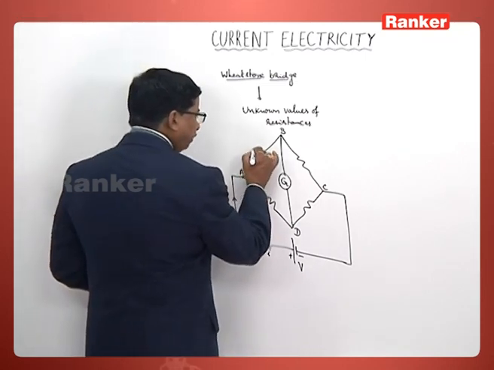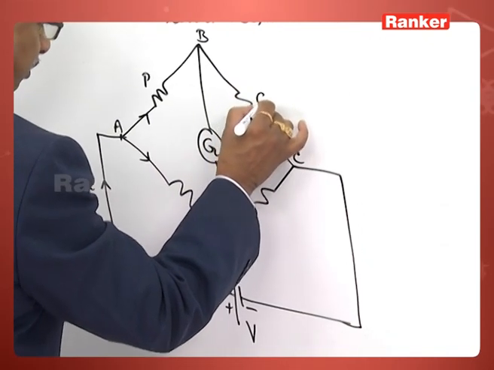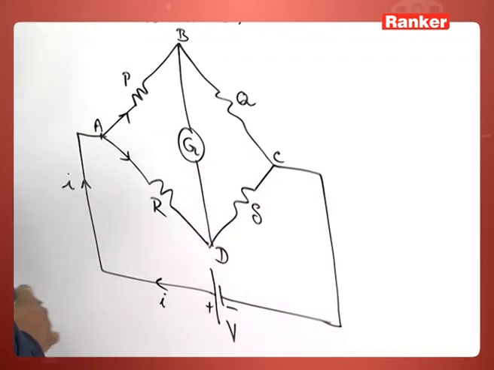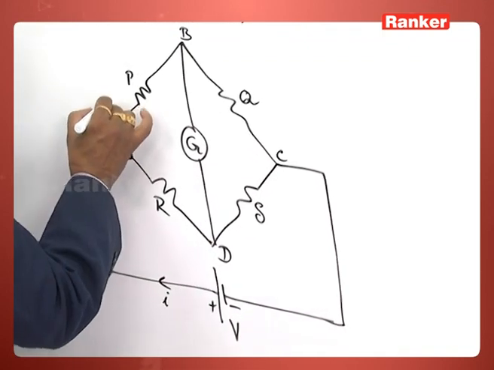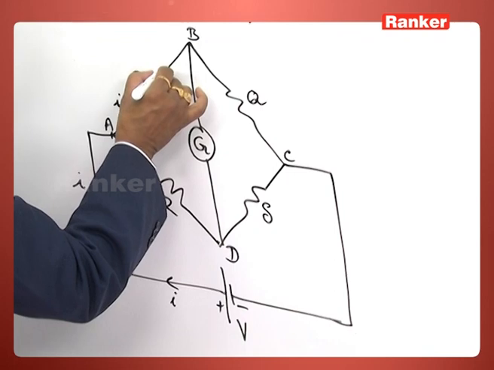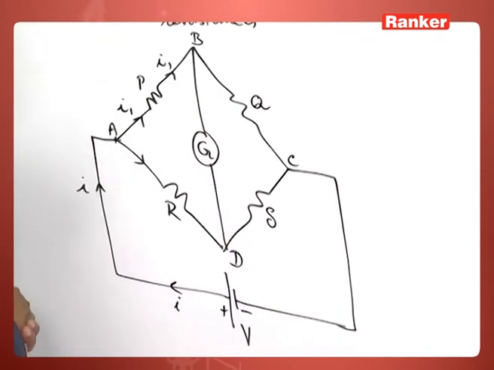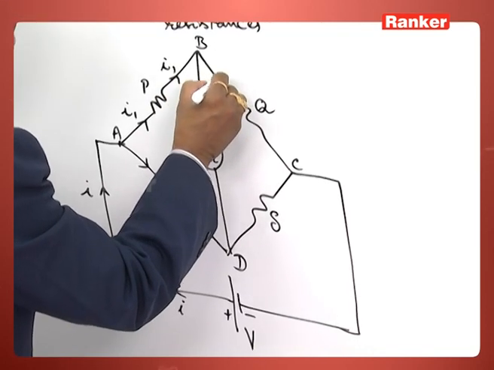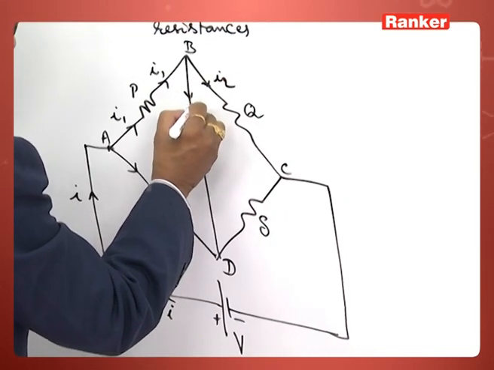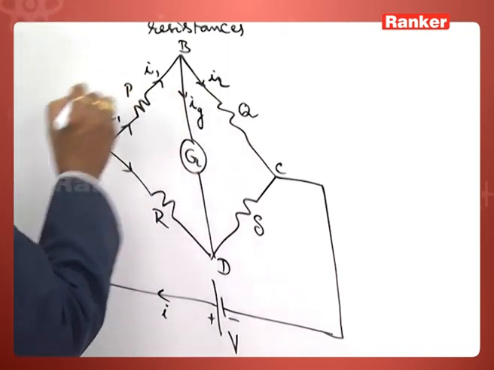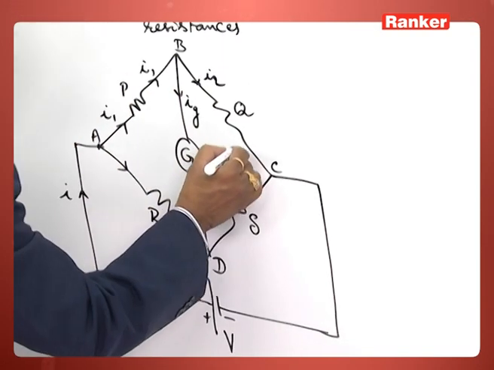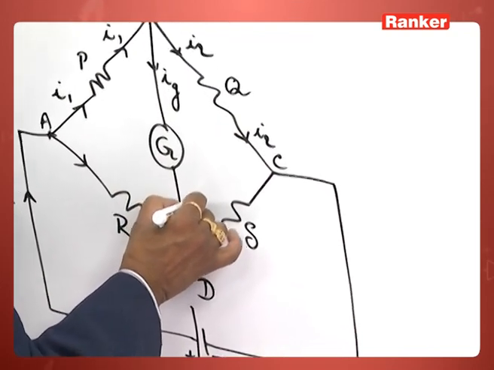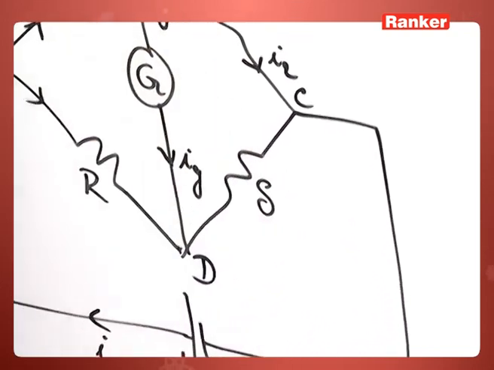When I consider this resistance as P, this resistance as Q, this one as R and this one as S, you now can understand the current across P as I1. This I1, after reaching this point B, now splits into I2 and IG respectively. Now I2 travels all the way, I3 travels all the way across G.